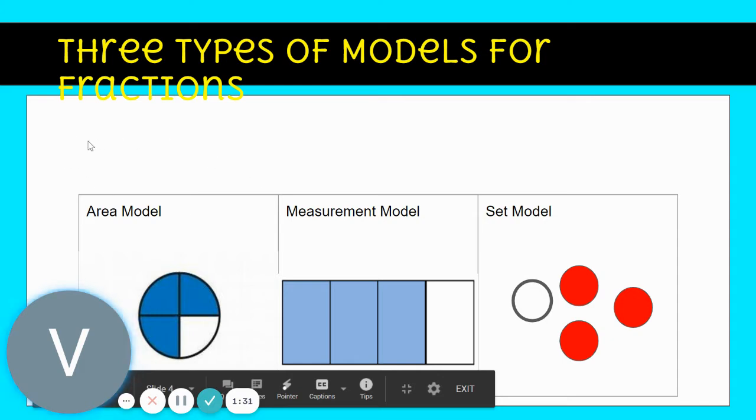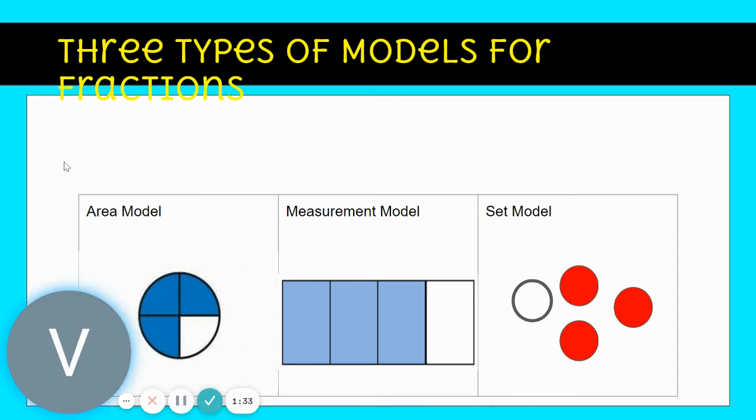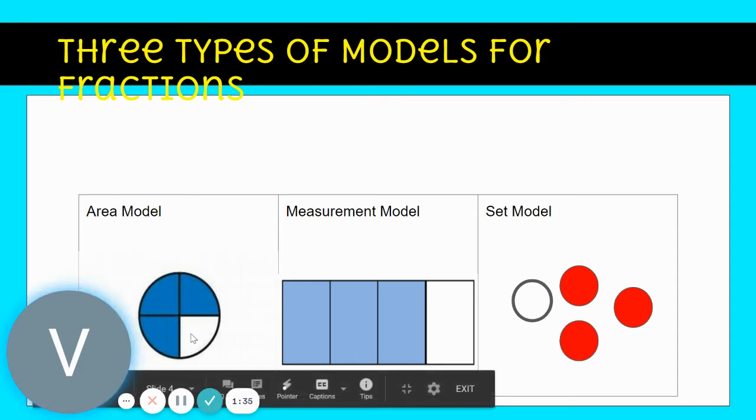So here are 3 different types of models that we're going to talk about. An area model, which looks kind of like a pie or a pizza or a cookie. Then we have a measurement model, where we're breaking maybe a piece of wood apart. And then a set model.